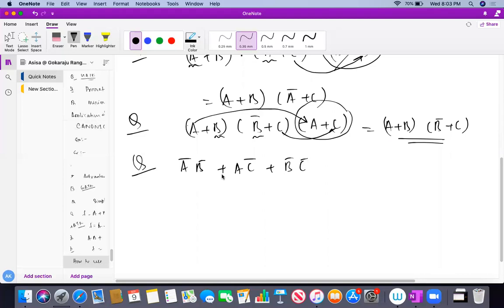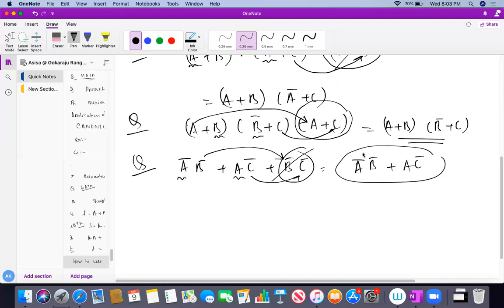So which one do you have to use over here? Here again, consensus I can use. Obviously, see here A and E bar, two are opposite, and B bar is present here and C bar is also present here. So I can drop this. This is my consensus term. I can drop it. My final answer is A bar B bar, A C bar.